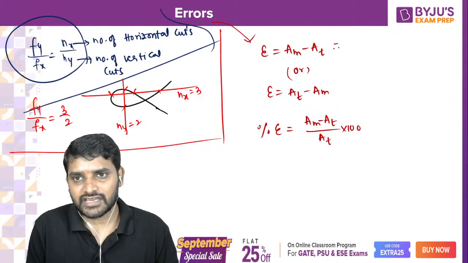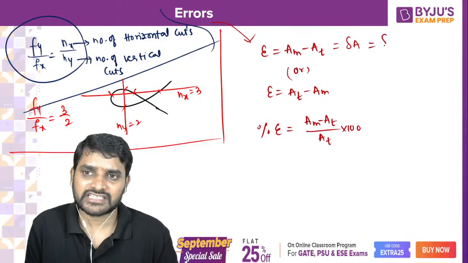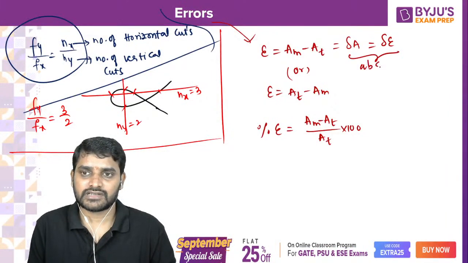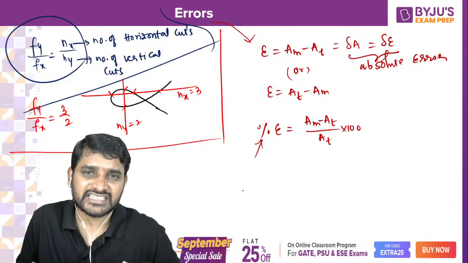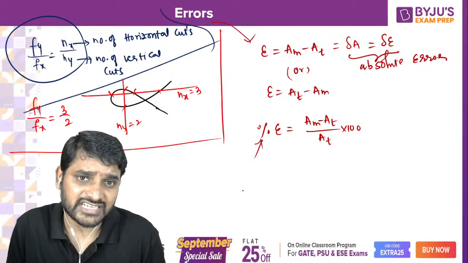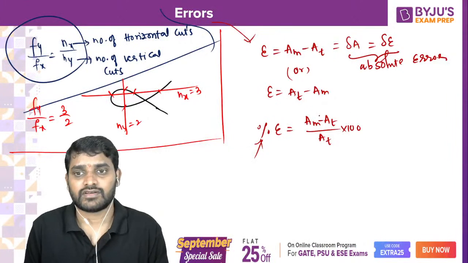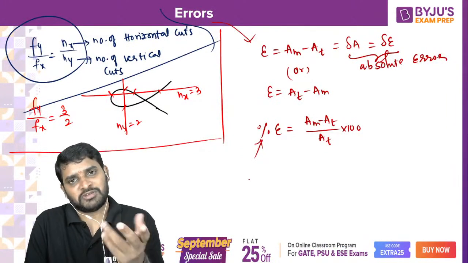AM minus AT we can also call del A, or del E in some textbooks. So we can also call this the absolute error. This is the percentage error, or percentage relative error, or percentage limiting error, we also call it. So this is the only formula you need.